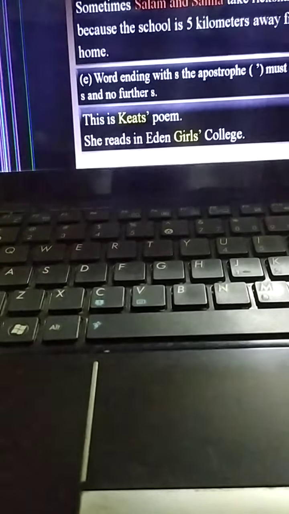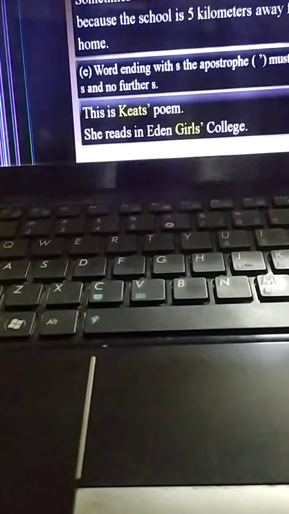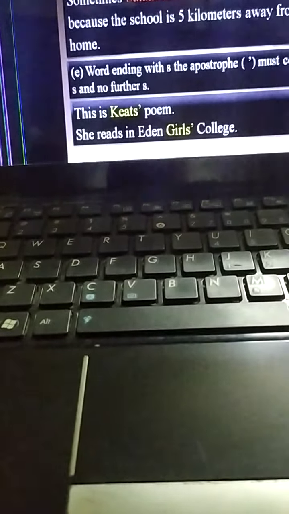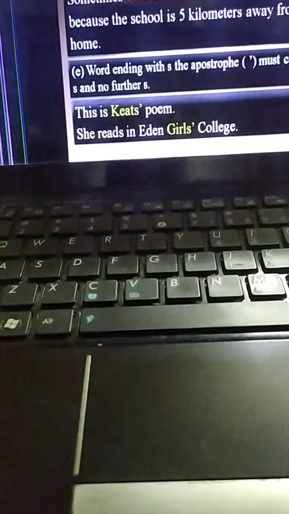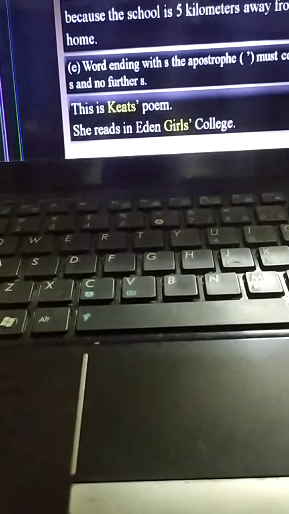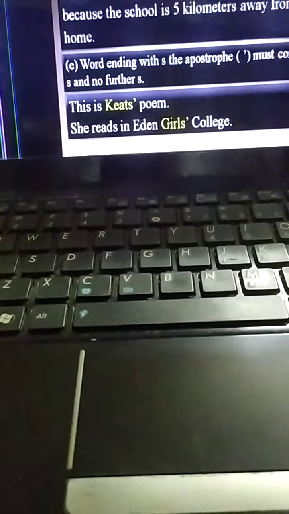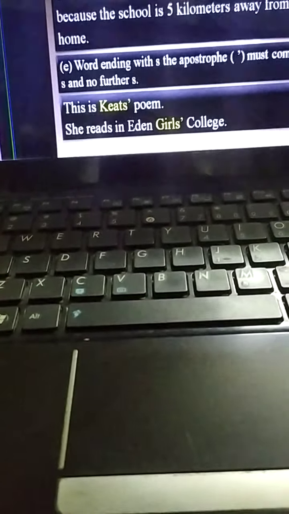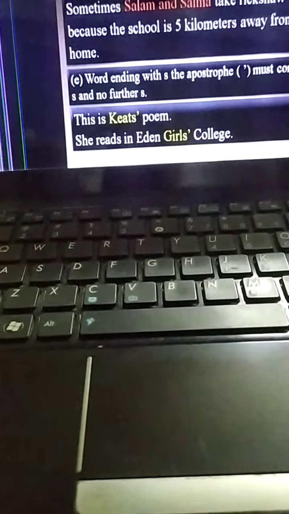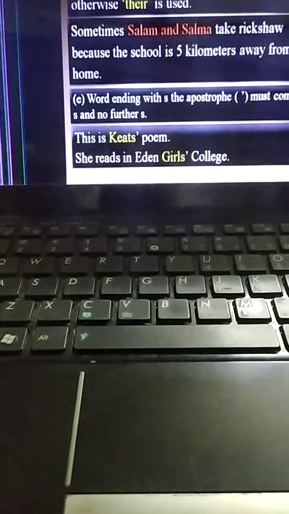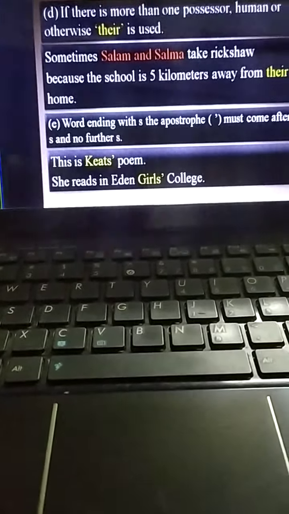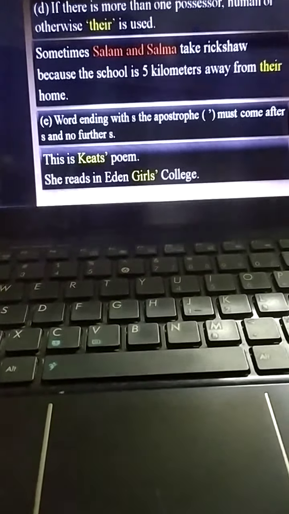Just like this, she reads in Eden Girls' College. Look at this word girls. Girls is a plural word, and the word ends with s. Therefore, in Eden Girls' College, it could be written as Girls's College, but as the word ends with s, we have to use only an apostrophe and no s, and the word is girls', not girlses college. She reads in Eden Girls' College. These are important to note down.